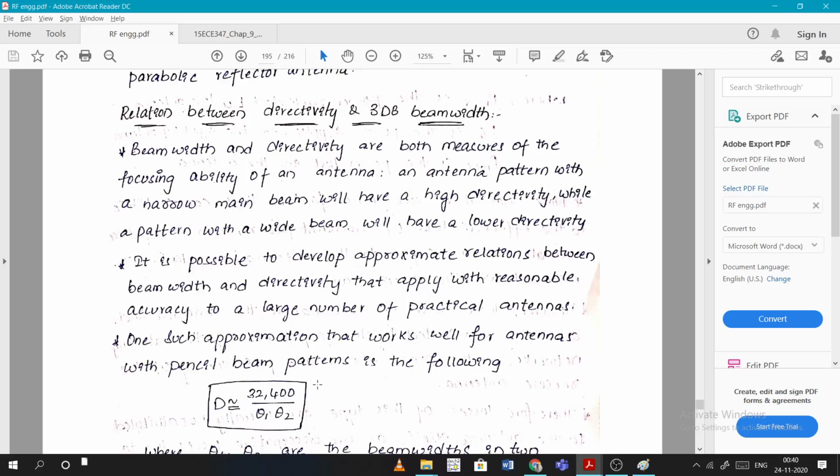You also have to remember that both the directivity and the beam width concepts lead to finding the antenna pattern. Basically, the beam width and the directivity are both measures of the focusing ability of an antenna. Now, how to tell the beam width? If the beam width is more, what happens?